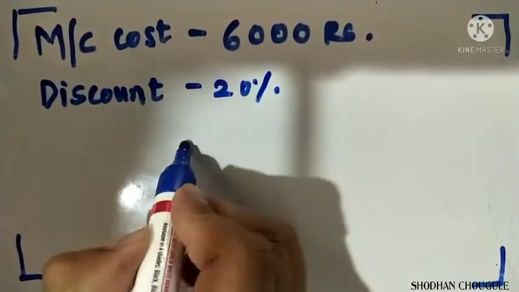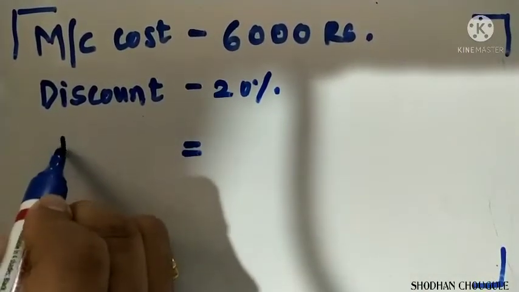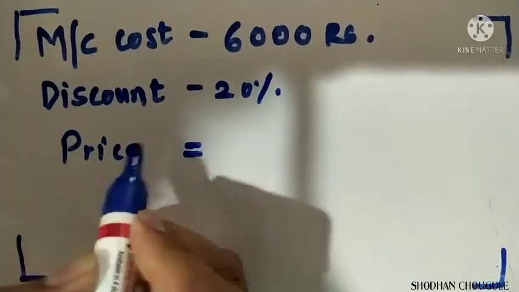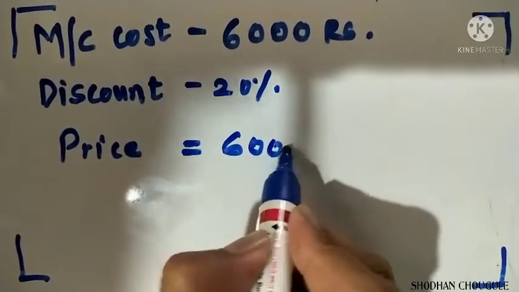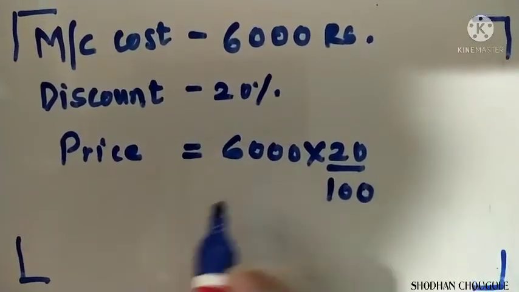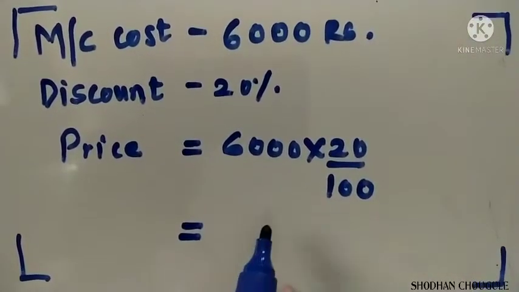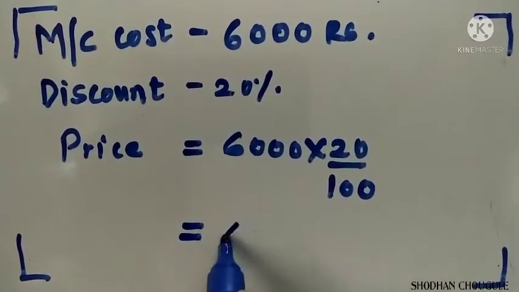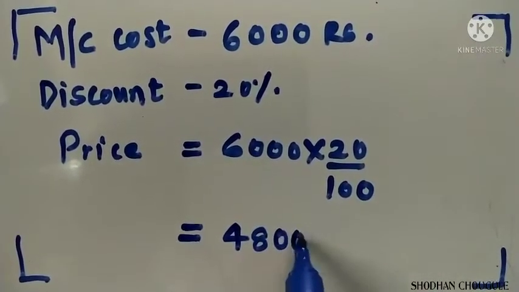So we can find the cost of the machine by deducting that discount from it. So 6,000 into 20%, we will get 4,800 rupees as the price at which you are going to purchase that machine.